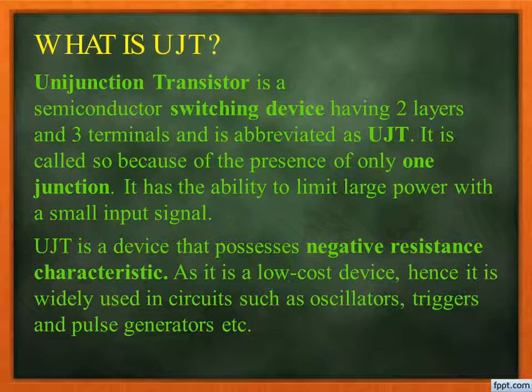UJT is nothing but the Unijunction Transistor, a semiconductor switching device having two layers and three terminals, and it is abbreviated or denoted as UJT. It is so called because of the presence of only one junction. That is why this is known as Unijunction Transistor.